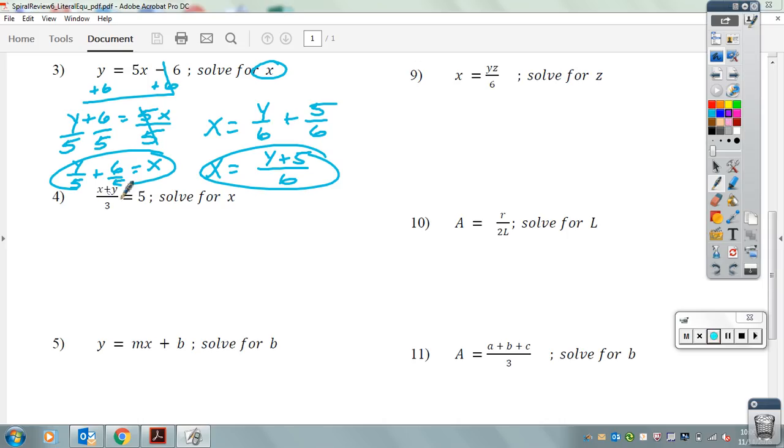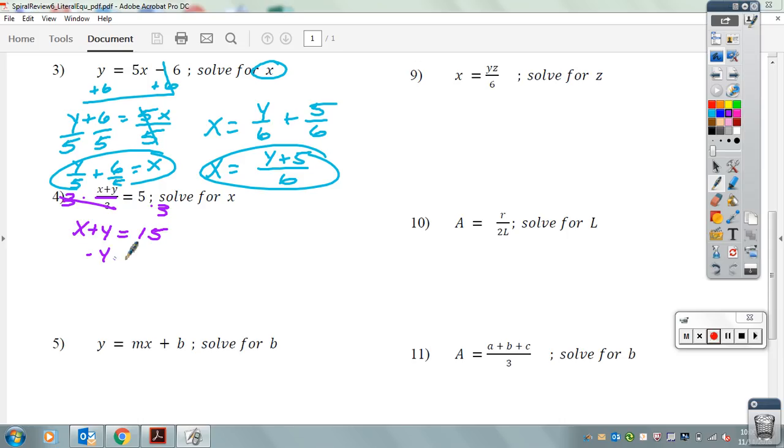Solve for x: x plus y divided by 3 equals 5. This is a similar question where I'd like to isolate the term, I'd like to subtract y from both sides. The problem is these two terms can't be separated because they're glued on top of a wood plank. So I'm going to undo this gluing, multiply by 3, multiply by 3. That will now release these terms and take them off the wood plank, equals 15.